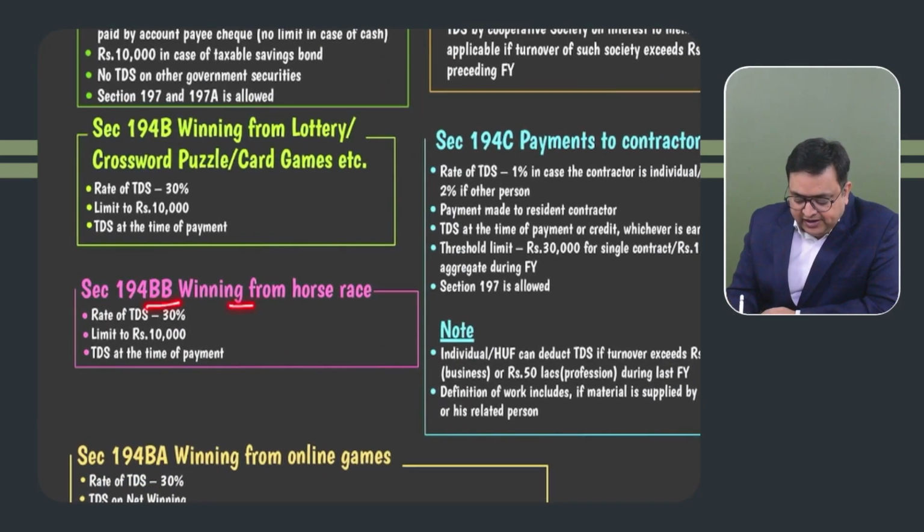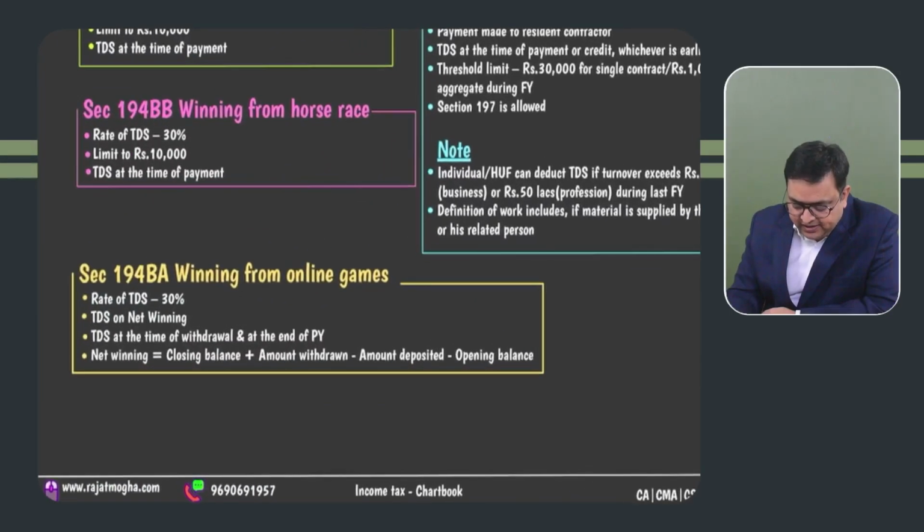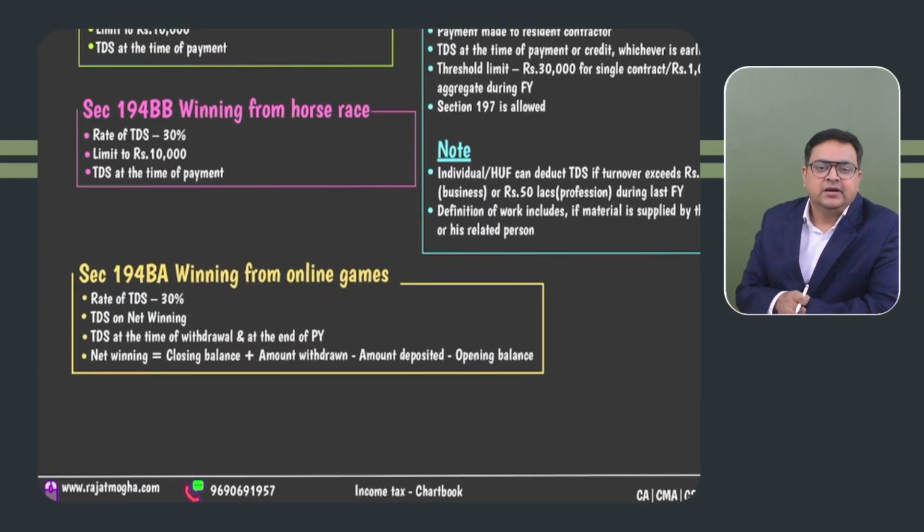194BB is winning from horse races. Again, the same rate. Rate of TDS would be 30%. Threshold limit would be 10,000. Got it? Now, there is a section 194BA, which is a new section, winning from online games. Here also the rate of TDS would be 30%, but there is no such threshold limit. The rate of TDS would be 30%.